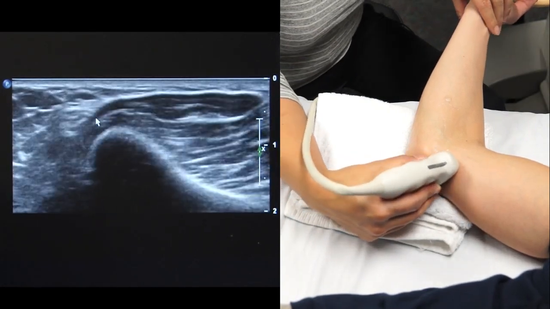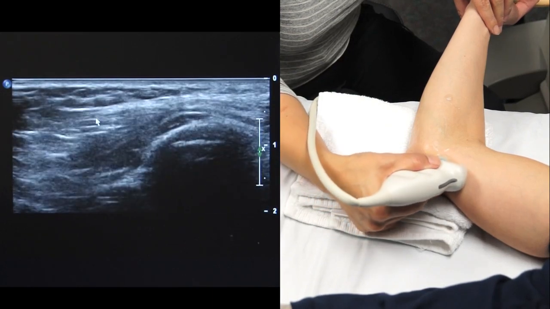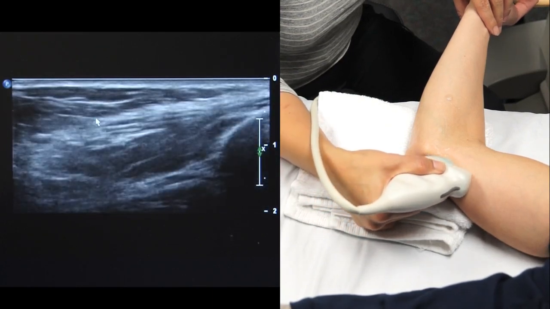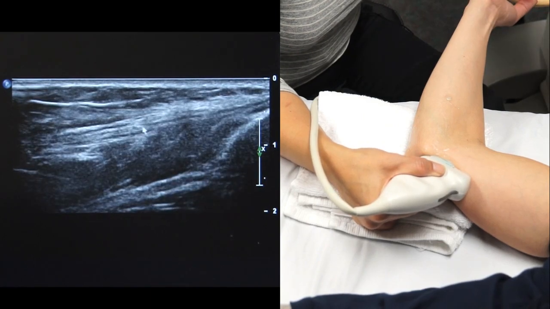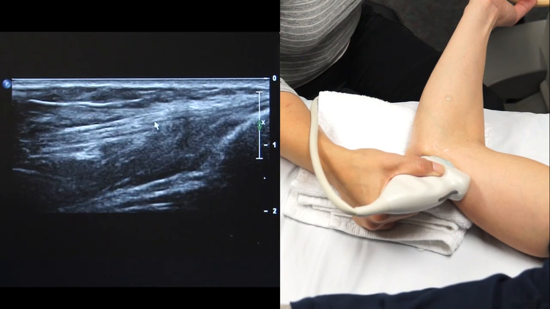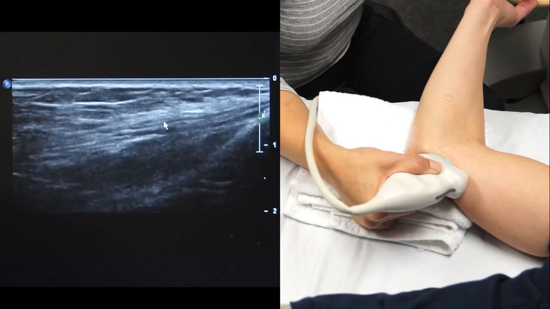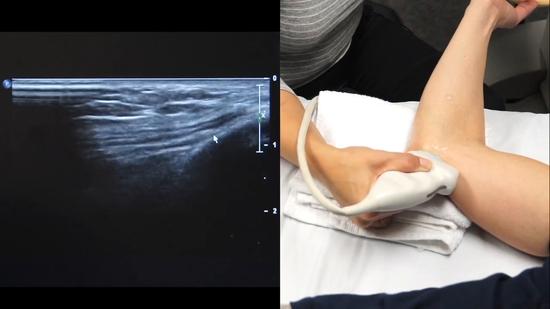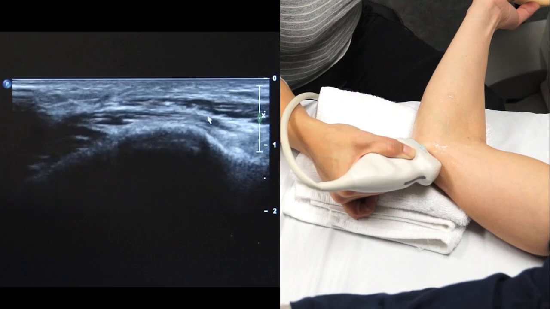You also want to scan the nerve in long axis, so you again would rotate your transducer. Here you can see the nerve with the hypoechoic fascicles. Adjust your focus. Okay, but then you can slide your transducer to image other portions of the nerve.